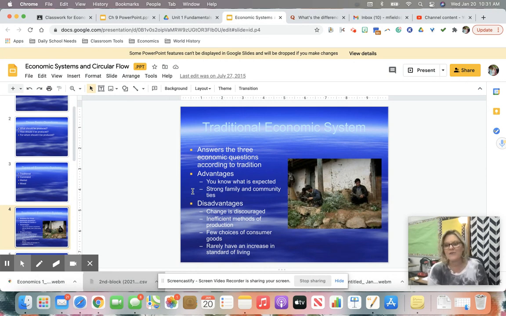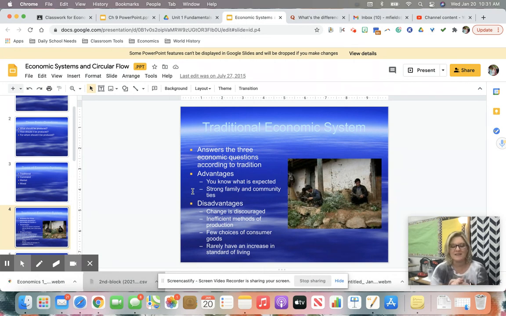So the good thing about this is you know what's expected. Nobody is asking you, what are you going to be when you grow up? Because you know what you're going to be when you grow up. You're going to be whatever your dad was or your grandfather was or your great-grandfather was. So you know what is expected. And there are going to be strong ties to the family and community. We think of traditional societies as sort of each family or each group plays a role that is needed in the economy or in the community.